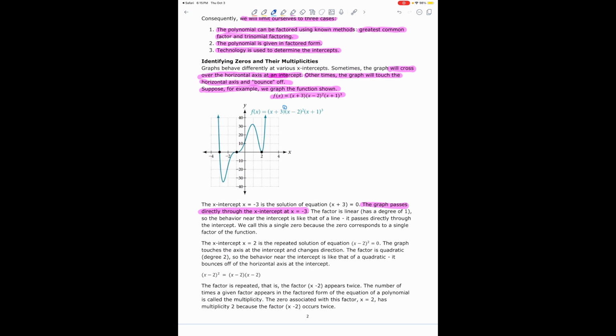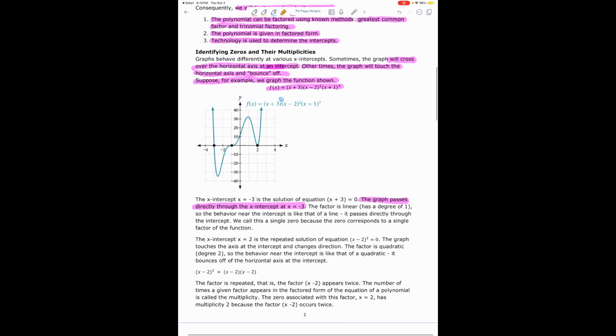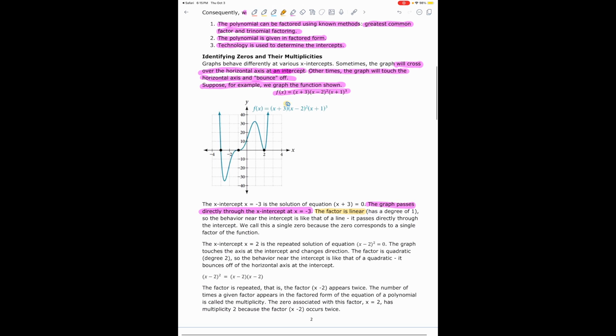You notice here that the factor is linear, so it has a degree 1, like I mentioned here. So the behavior near the intercept is going to look like the behavior of a line. That's why you can see the behavior looks like the behavior of a line. It passes directly through the intercept. We call this a single zero because the 0 corresponds to a single factor of the function.